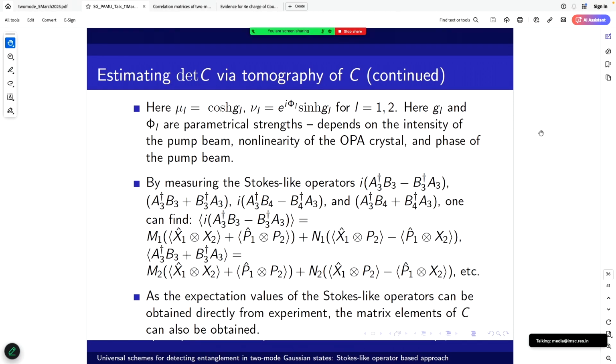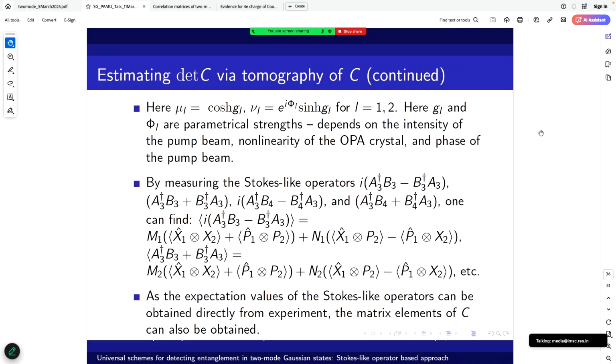Okay. So, you can now measure the Stokes like operator. It is like a beam splitter kind of thing. This kind of operators you measure, and you can find out its average values. These are the constants, and then you can figure out the average values. By performing measurement you can find out these average values directly. This is how our experiment works. The Stokes like operators you can measure directly in the experiment.